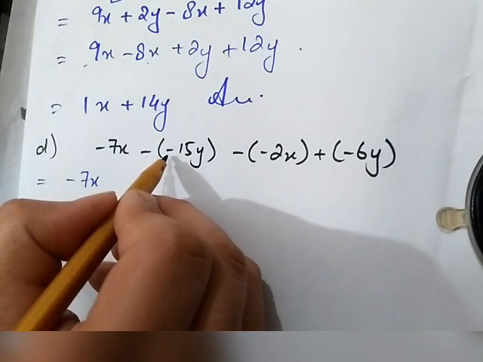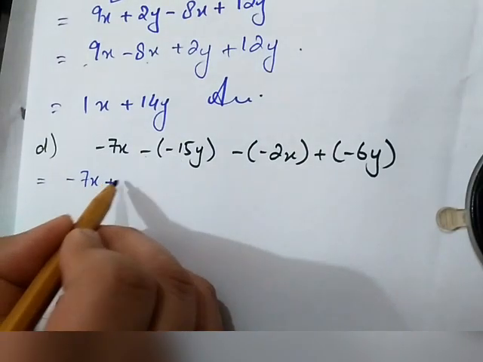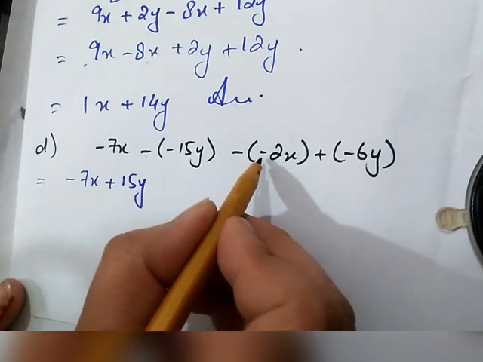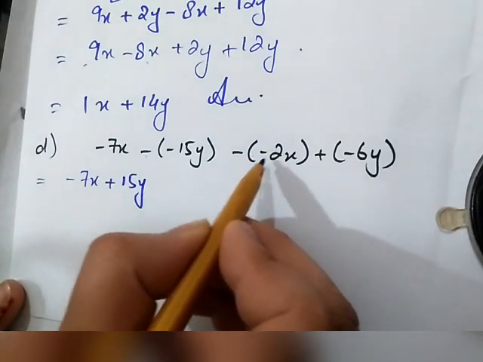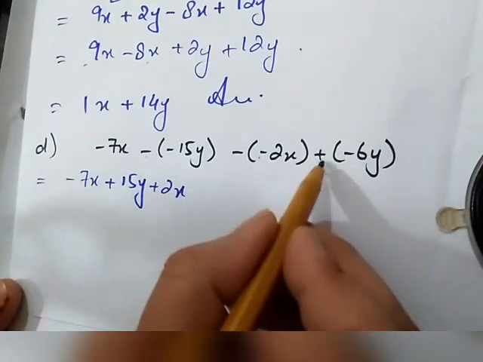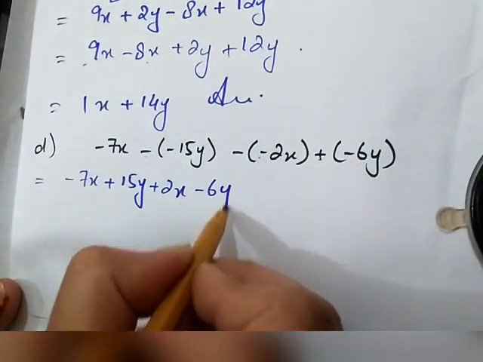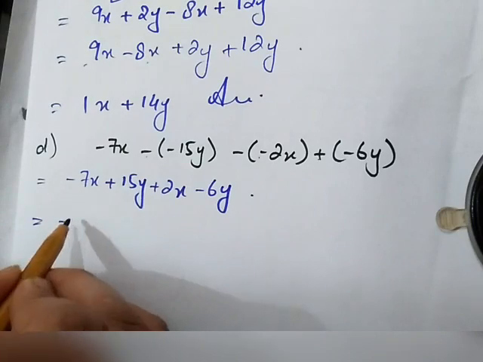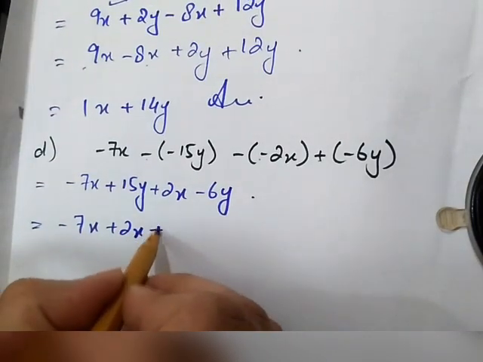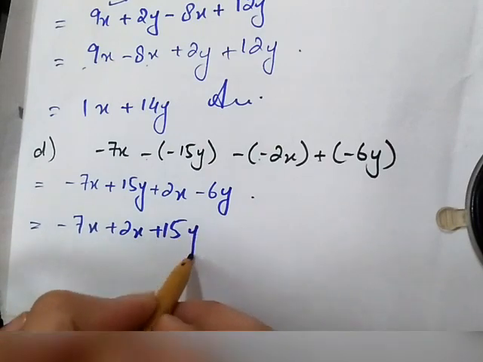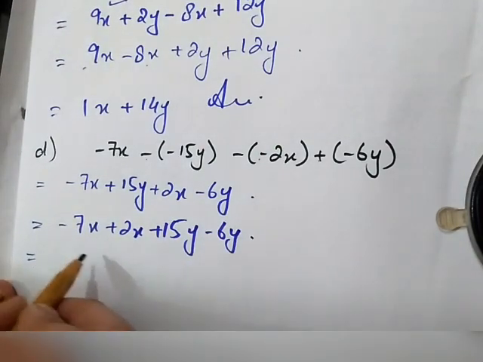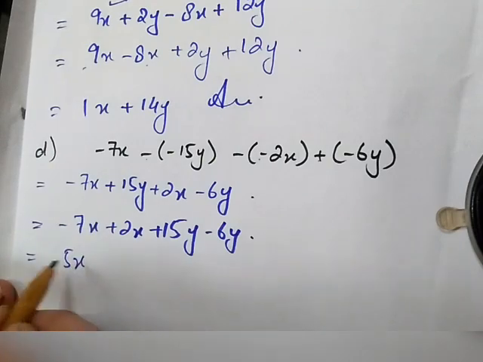Here the part D of question 8 is equal to minus 7x. This minus sign changes the inner sign, that will become positive 15y. Again this minus sign changes the inner sign, and that minus will become positive 2x. Then plus minus 6y. Minus 7x plus 2x, then plus 15y minus 6y. Okay, 7 plus 2, 5x.